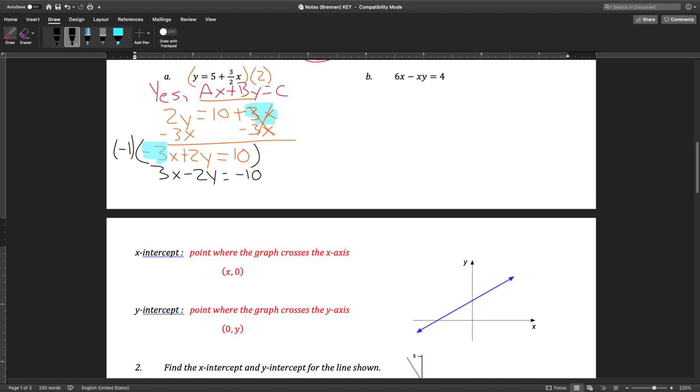So my a value is positive. I do not have any fractions. And then my GCF of 3, negative 2, and 10 is 1. So that is my answer.